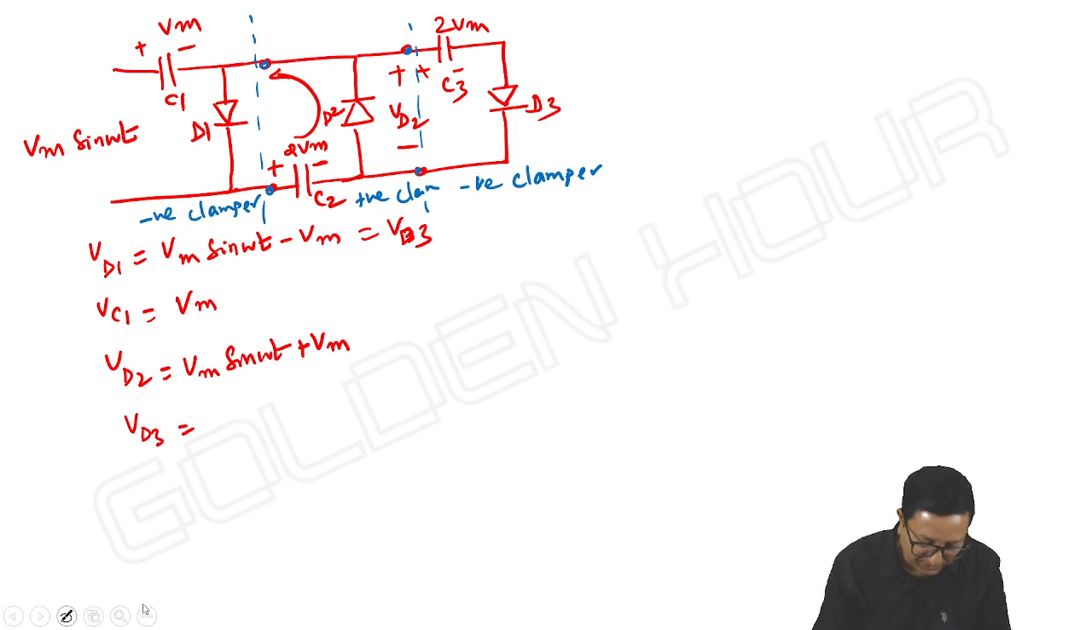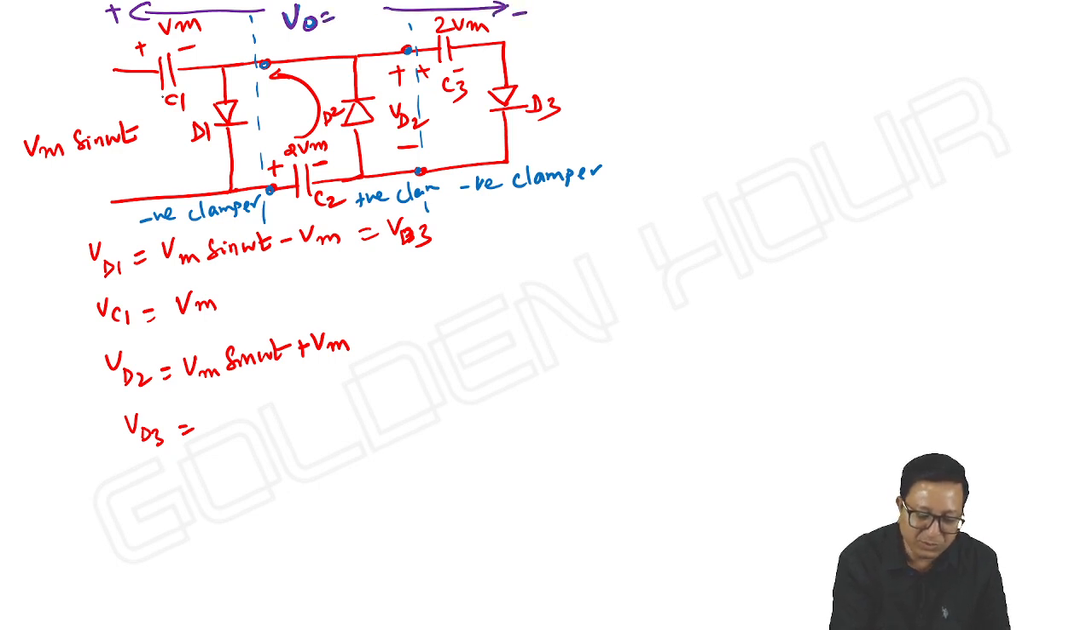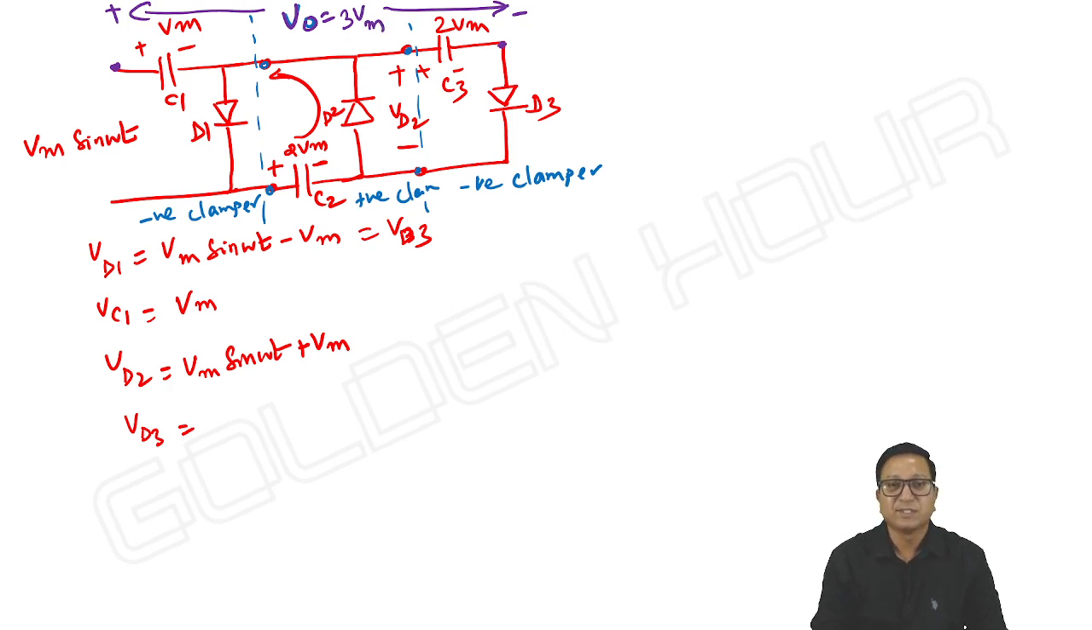Now what is the final output? The final output we take here, plus and minus. What is the voltage at this point with respect to this point? It is Vm plus 2Vm, total 3Vm. Is it not so? Okay, if you want you can write it. Anyway, VD3 I wrote there. It's a simple point actually.